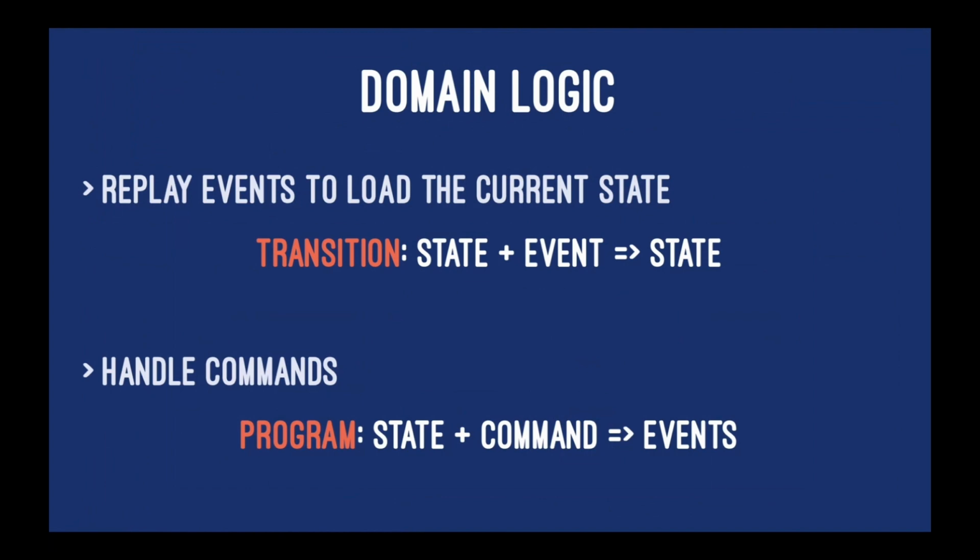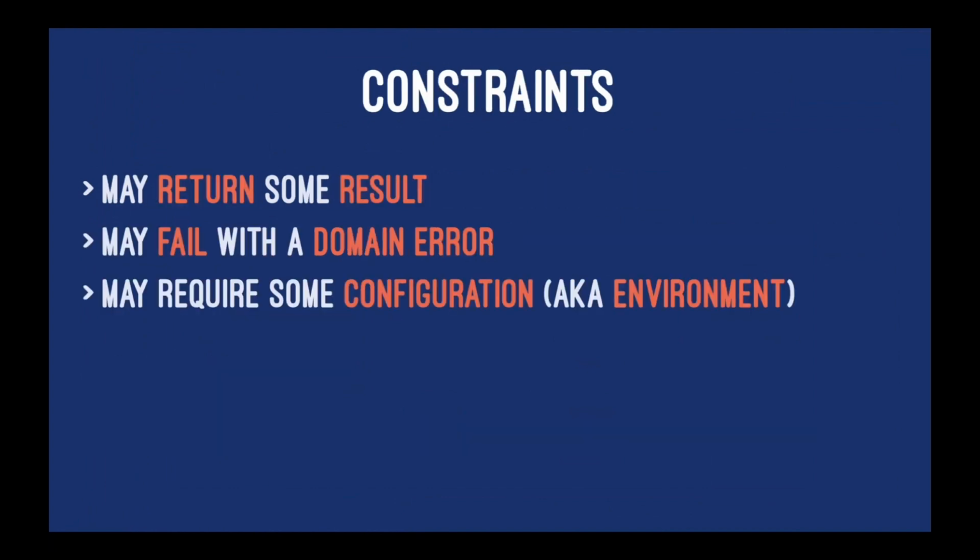And then we have what we call programs. A program takes the current state and a command and generates new events. And when we generate those new events, we also apply transitions for those events and get a new state. So I'm going to focus on programs now. Our programs also have more constraints. They might need to return a result to the client. They might fail with a domain error. We validate what the client sent to us, and if it doesn't make sense, we want to fail. And it might require some configuration variables. In our case, we have a lot of different game rules and constants, so a kind of environment.